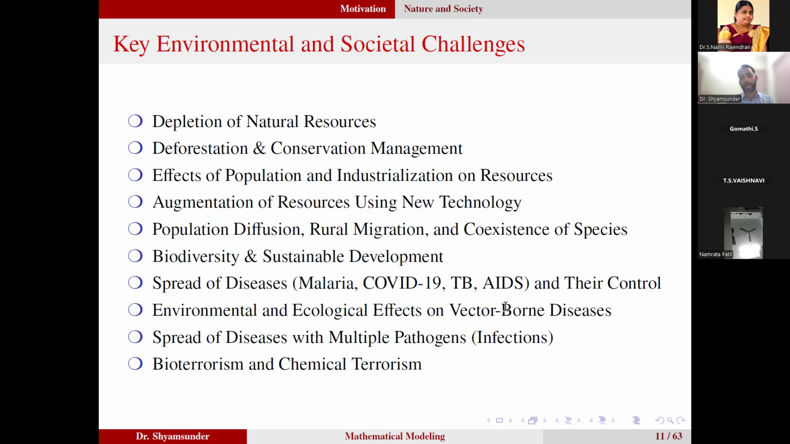Then sustainable development has 17 goals. If we go to the next slide, the spread of disease. We are all aware of malaria, COVID-19, tuberculosis, AIDS and HIV.